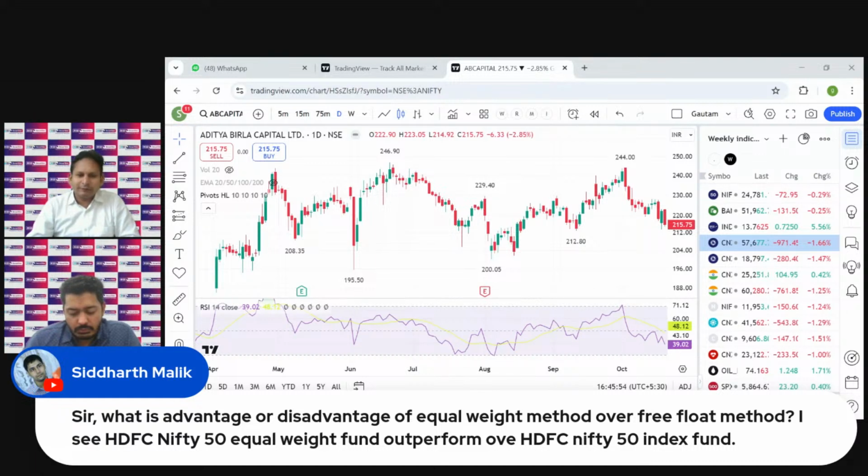But if you want to diversify the risk, then equal weight is something wherein you put equal money in all the 50 stocks, whereas free float is where a certain more weightage is assigned to the top 10 or 15 stocks, which predominantly constitute more than 50% of the Nifty 50 weightage. So that's the difference between equal weight and free float methodology. I hope I have been able to answer your question, Siddharji.